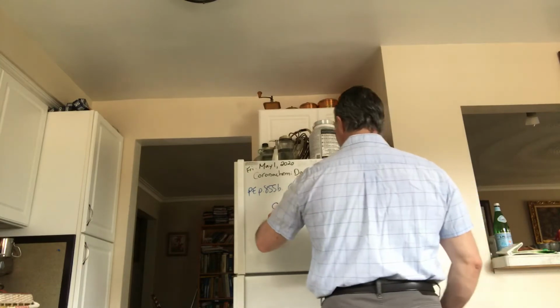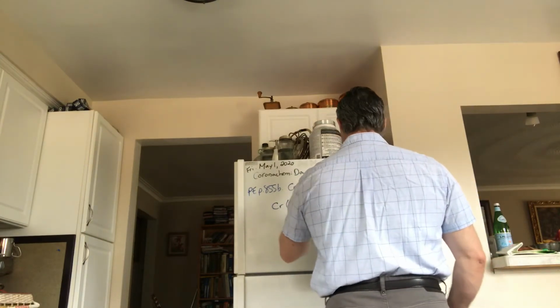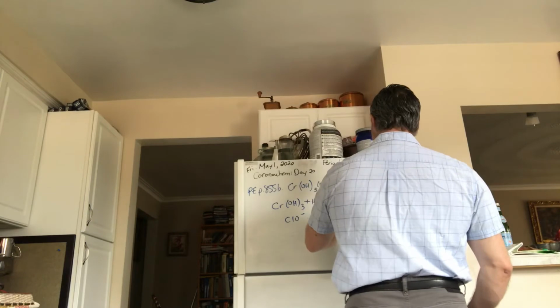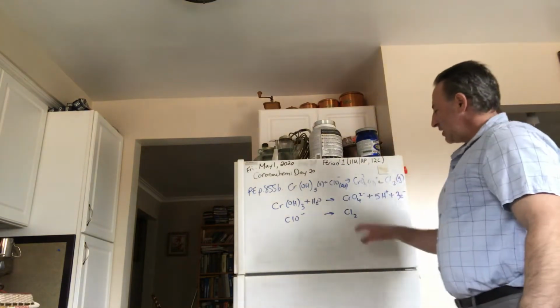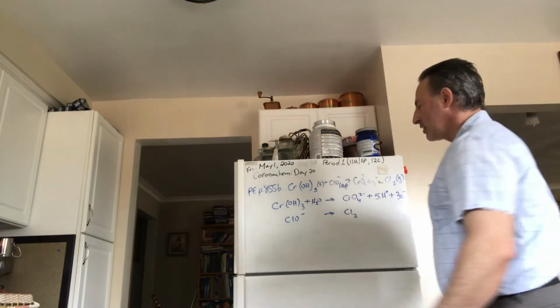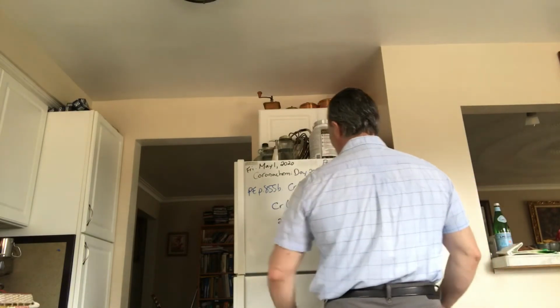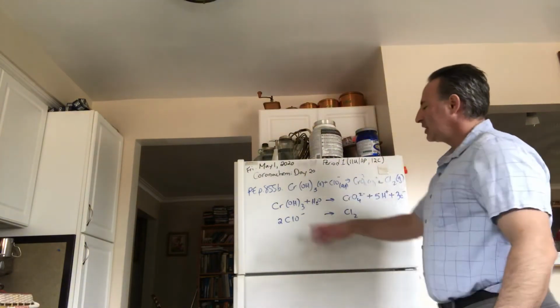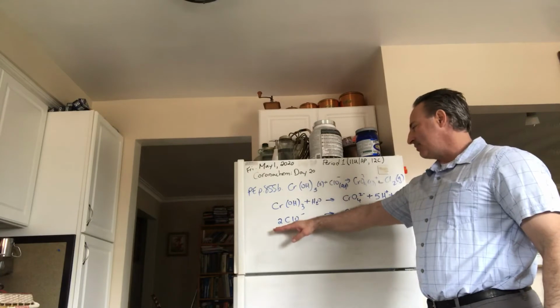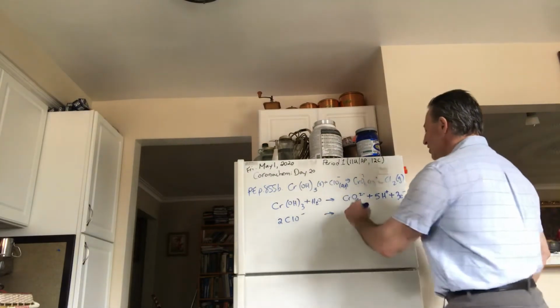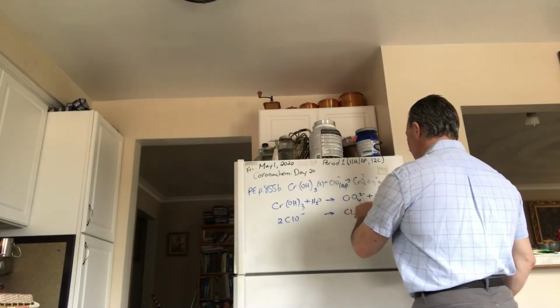The next step is to balance the hypochlorite into chlorine. So hypochlorite is turning into chlorine. To balance that, you have 2 chlorines on the right, 1 chlorine on the left, so we're going to put a 2 in front of that so that you have the same number of chlorines. Now you're going to have 2 oxygens on the left, no oxygens on the right, so we're going to put 2 waters to balance that out.